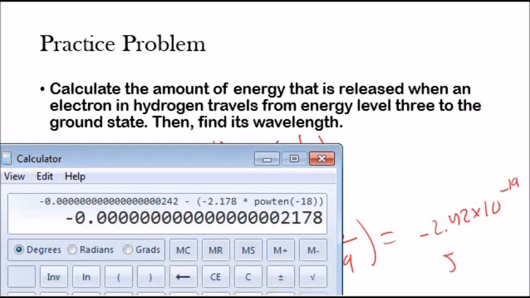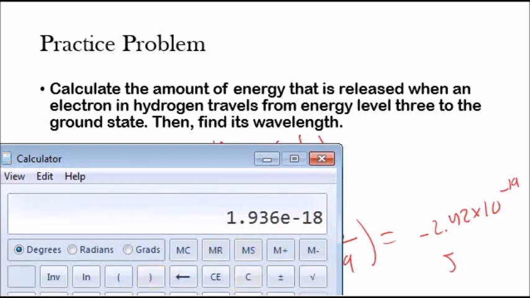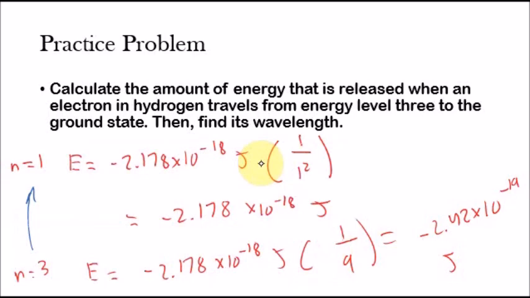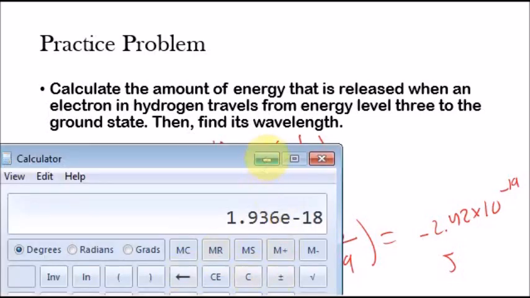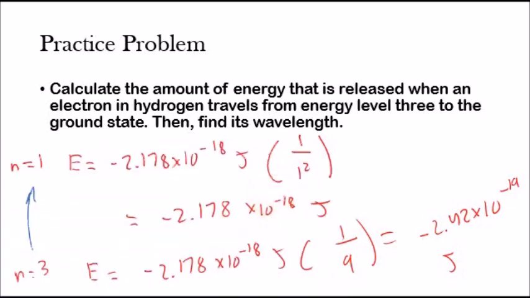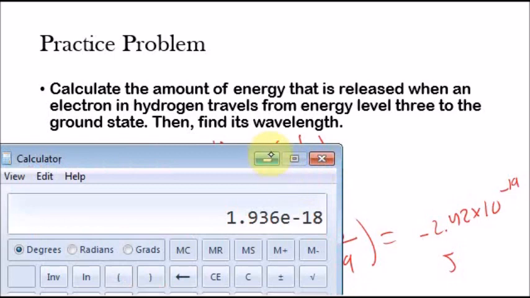So we're getting this. If you did negative 2.178 minus negative 2.42, you'd get the wrong answer. Understand that the reason I'm starting with negative 2.42 times 10 to the minus 19 and subtracting negative 2.178 is because we're going from energy level 3 to energy level 1. Okay, very critical. So the energy being released is 1.936 times 10 to the minus 18. So let's write that down.